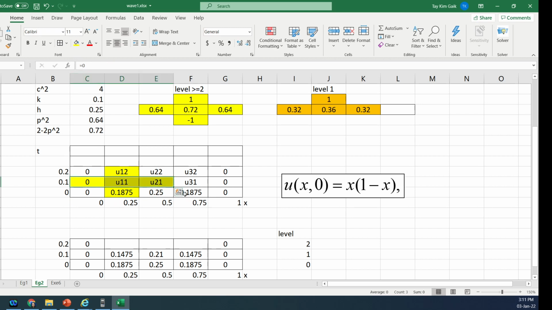Okay. For U12, make sure you apply this three level scheme. At cell U12, type equal, take the coefficient of your left middle cell, and make it constant.